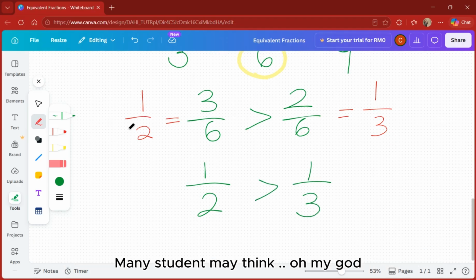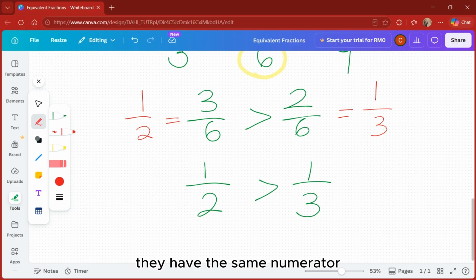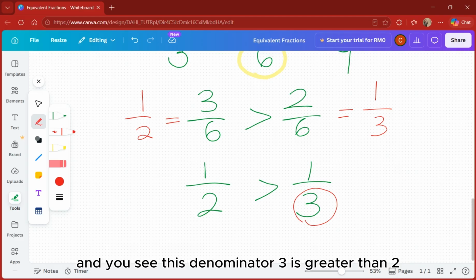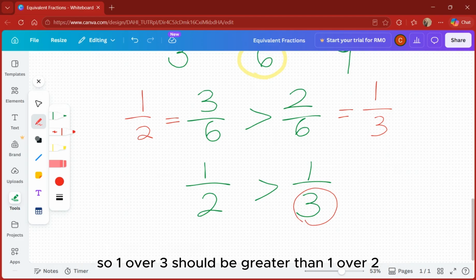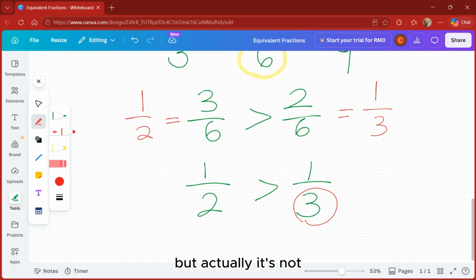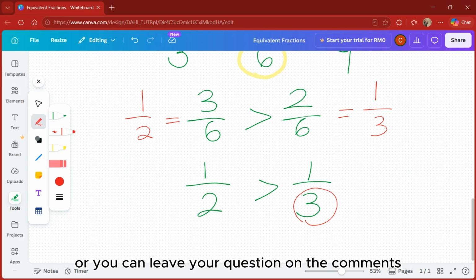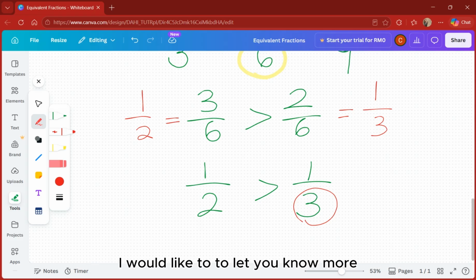Many students may think, oh my God, they have the same numerator, and this denominator 3 is greater than 2, so 1 over 3 should be greater than 1 over 2, but actually it's not. If you still don't understand the concept, you can just go through the video again, or you can leave your question in the comments or write an email to me. I would like to let you know more.